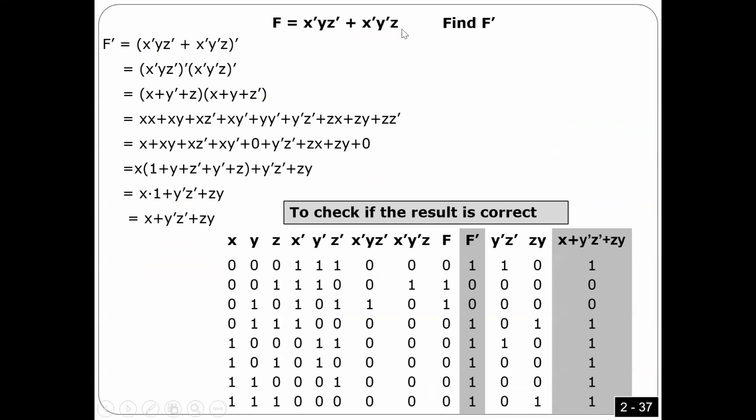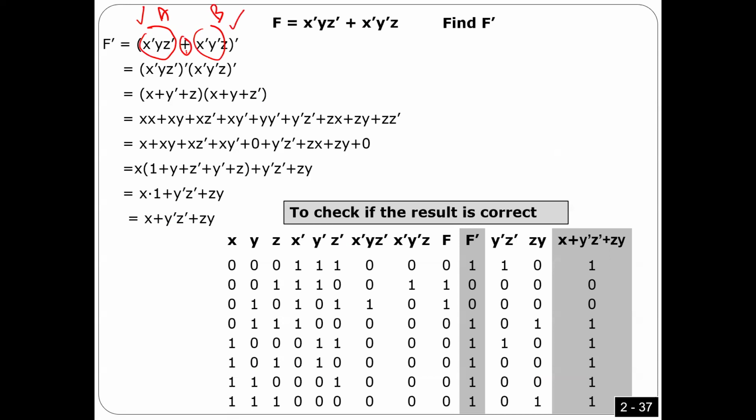Here I give you this function and then I ask you to calculate f prime. As you see here, this is the whole function prime. Again, very simple, you need to apply De Morgan. De Morgan is telling me this is A and this is B. So I have to complement the first one, I have to complement the second one.